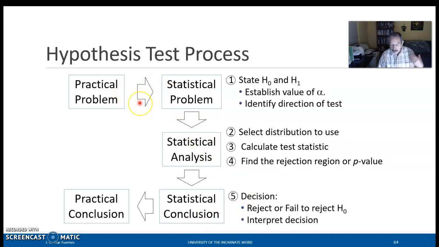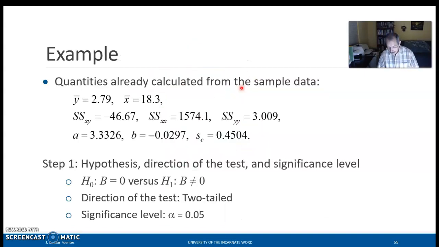All right, so for testing the hypothesis, we're going to follow our 5-step procedure as we've done all along. And now we need to look at the information that we have calculated. In order to calculate the estimate for the intercept and the estimate for the slope, we will have calculated the average of the y values, the average of the x values, all these sum of squares, and of course this coefficient, as well as the standard deviation of the residuals. And we're going to use this as we progress with this example.